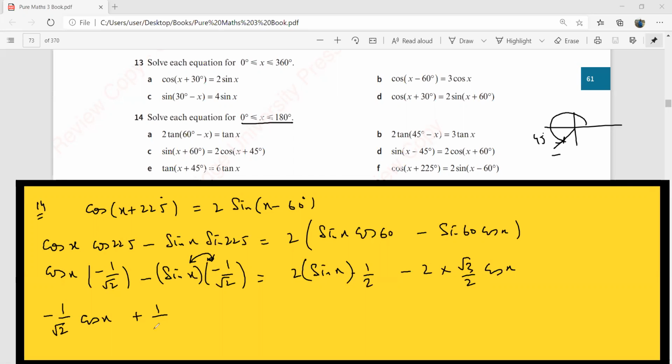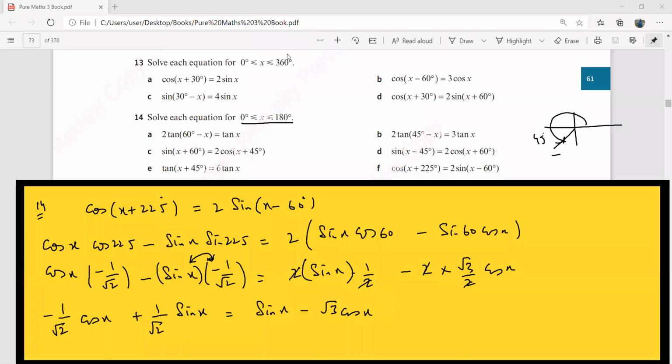So this is half, 1 over under root 2 sine x. You better write sine x, cos x towards the very end. And this 2 is cancelled with this 2. So you have sine x here. You have minus under root 3 cos x here.